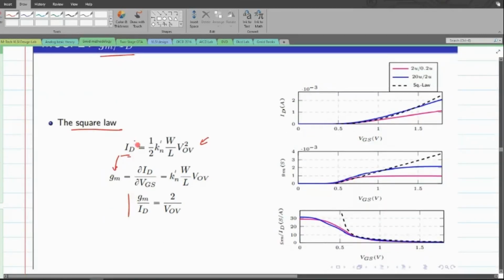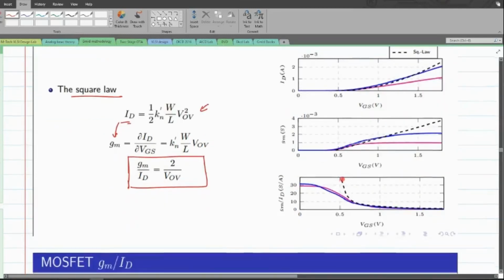And when we take the ratio between this GM and the ID, we end up having 2 by VOV. Now, using this as my expression, when I try to plot, here in this case, the black dotted line represents the expression quantity. Now, we know that the moment the value of VGS is equal to VT, this GM over ID term is supposed to shoot up to infinity. That is what this expression conveys to us.